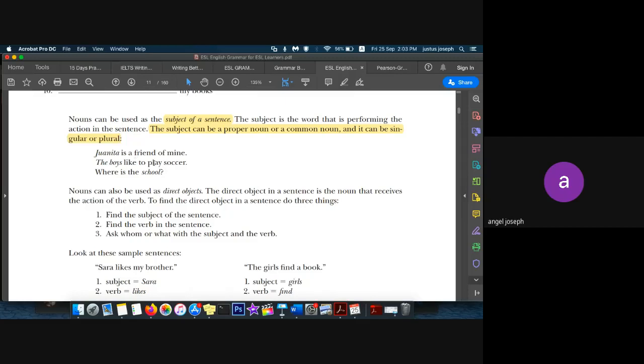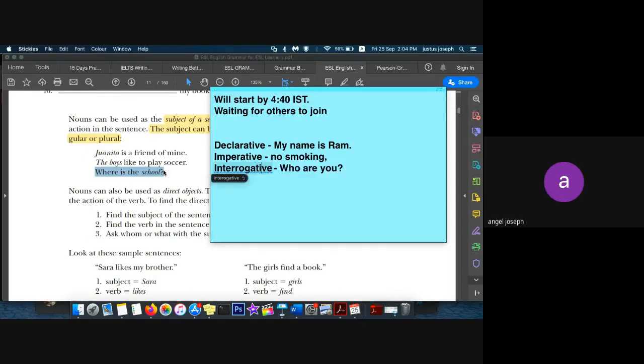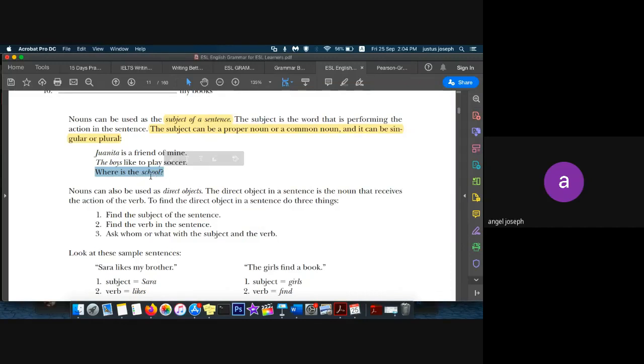Okay. So, tell me what type of sentence is this? Where is the school? What type of sentence is this? Interrogative. Correct. We are not concerned with these sentences because we are not writing questions in the IELTS exam. You will not be writing questions in your essay. That's against the rules, right? You cannot put questions there. So I will not be teaching you anything related to interrogative sentences. We will be mostly learning about declarative sentences.